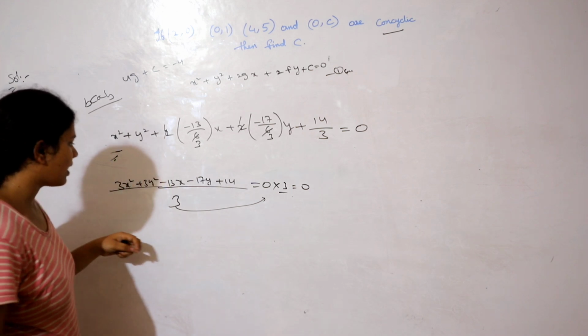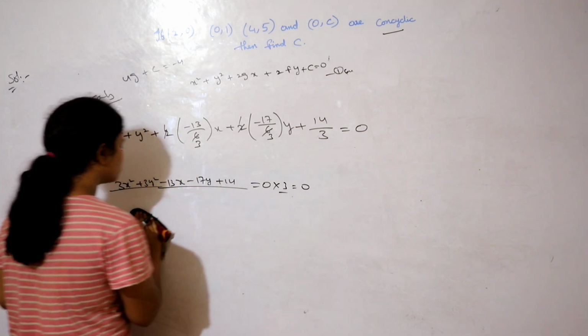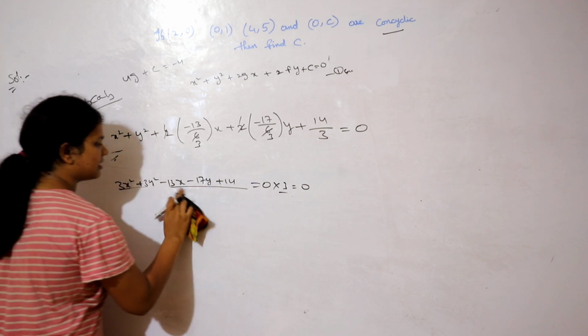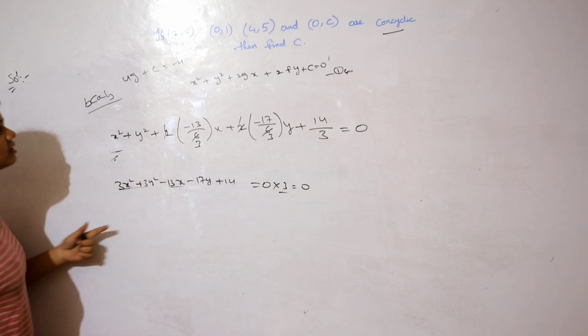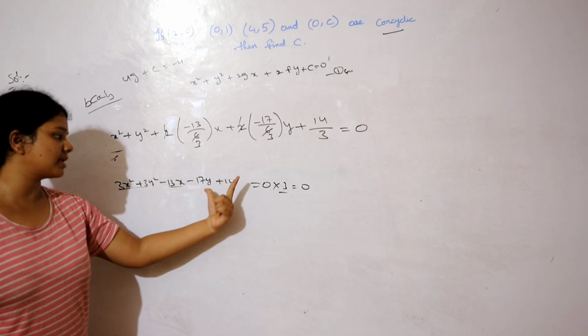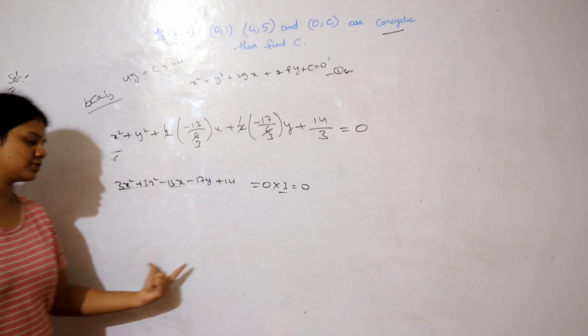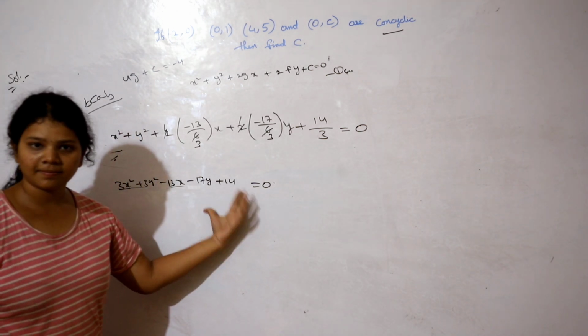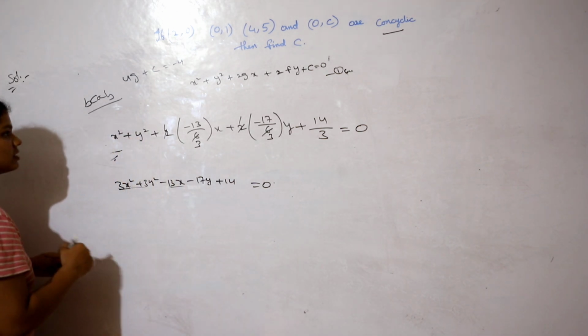Now this is the final equation of the circle. We got the final equation of the circle. So this is the required equation of the circle that we got. And now they are asking us to find the c value.